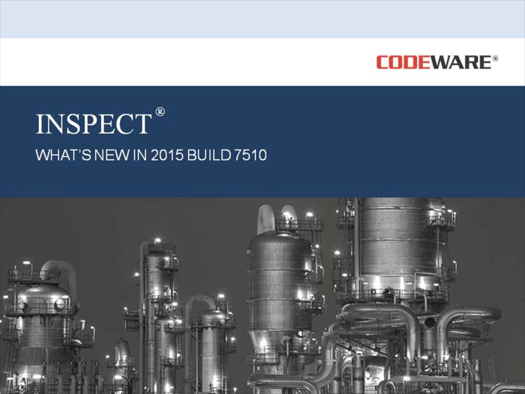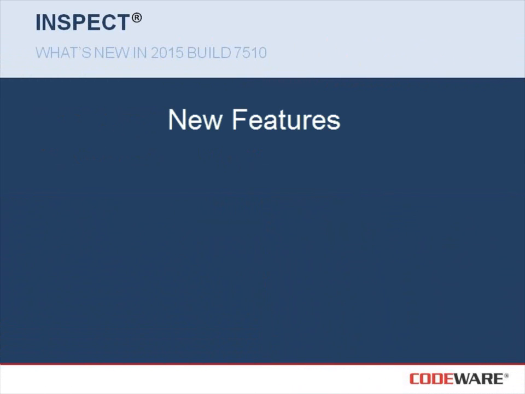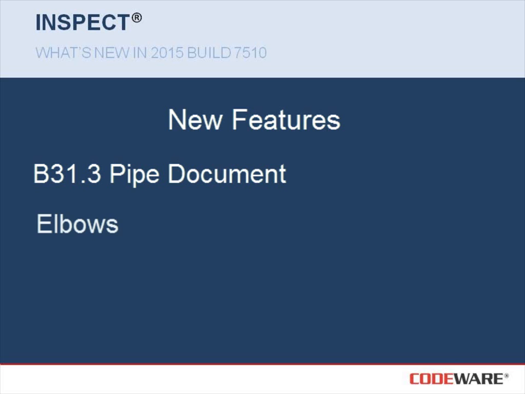Today, I'm going to go over some of the new features that are going to be available to you. So let's get started. Some of the new features that I'd like to go over with you today will include our B31.3 pipe document, our B16.9 elbows, as well as our Microsoft Foundation Class Update, or MFC for short. This will be an enhancement to the user interface.